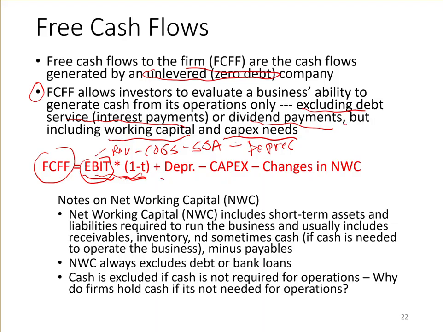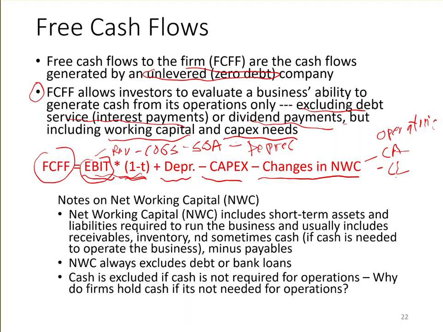Then what we're going to do is add back depreciation, because depreciation is a non-cash expense. We're then going to subtract any expenditures in the current period on capital expenditures. In other words, it's purchasing of things like vehicles and equipment and buildings. And then we're also going to subtract changes in net working capital. So net working capital we're going to define as basically current assets minus current liabilities. But I'm going to say more, it's operating current assets minus operating current liabilities.